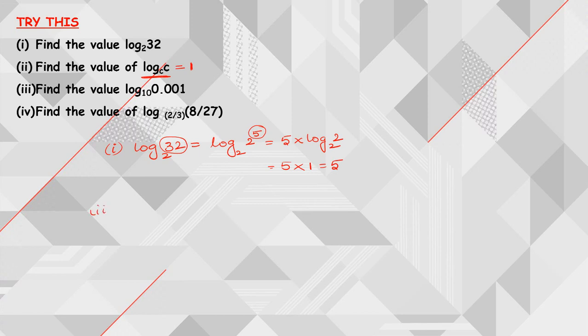Next, moving on to question number 3. Logarithm of 0.001 to the base 10. Now if you observe it carefully, the base is 10 and we need to convert this 0.001 as a base 10, so you need to convert it to exponential form with the base 10. Now after the decimal point, how many decimal places are there? 1, 2, 3. That means I can write this as 10 raised to the power of minus 3.